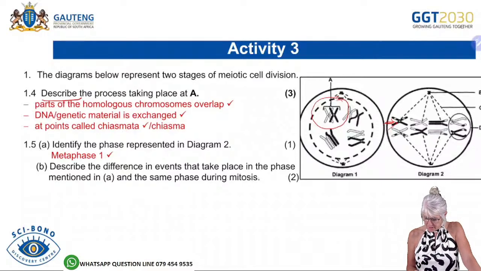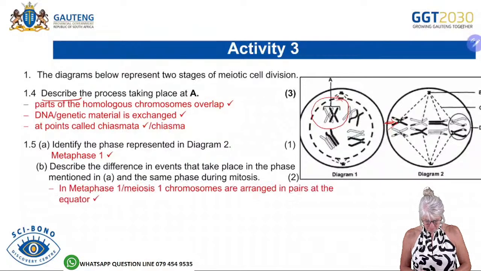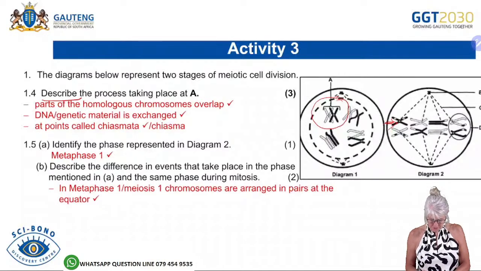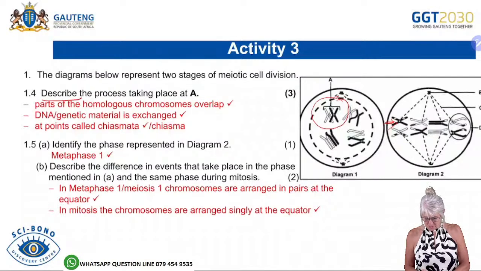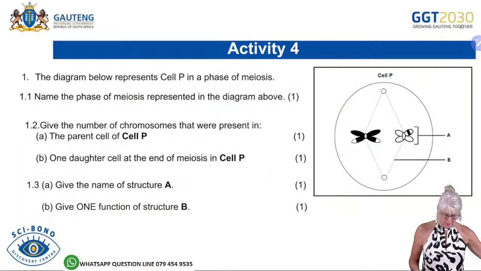All right, so here we can see in metaphase 1, which we said it is, the chromosomes are going to arrange themselves in homologous pairs, whereas in mitosis, the chromosomes arrange themselves singly on the equator. All right, so there we are. In metaphase 1 or meiosis 1, chromosomes are arranged in pairs at the equator, whereas in mitosis, the chromosomes are arranged singly at the equator. Right. And then we're going to have a look at the next diagram.